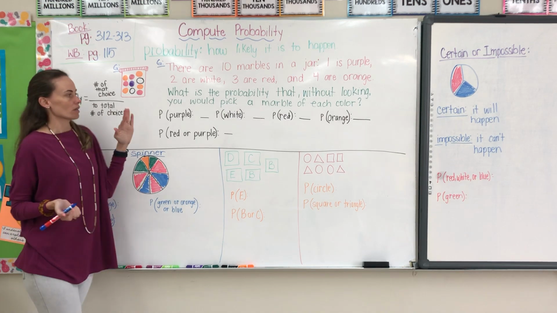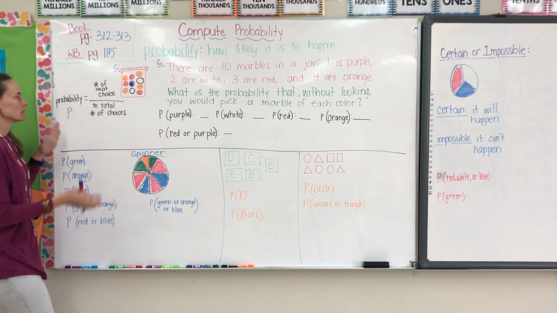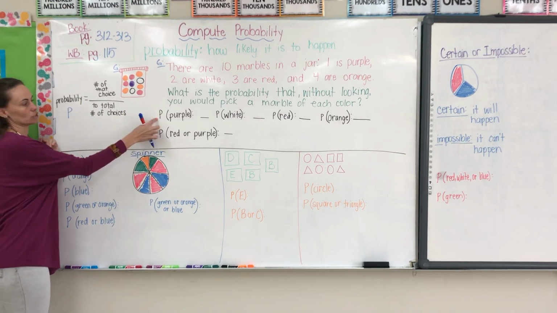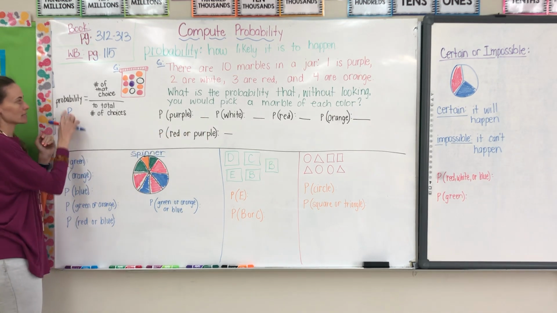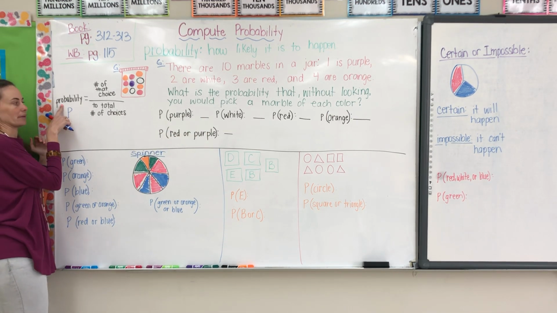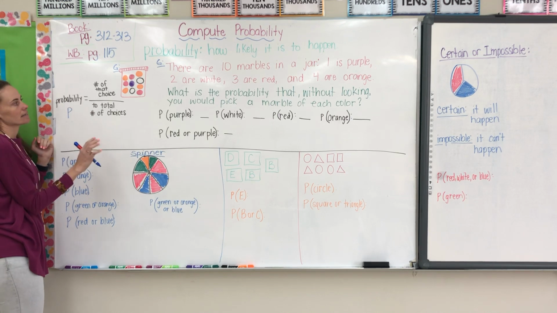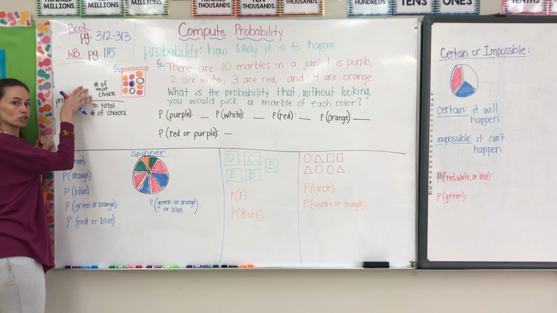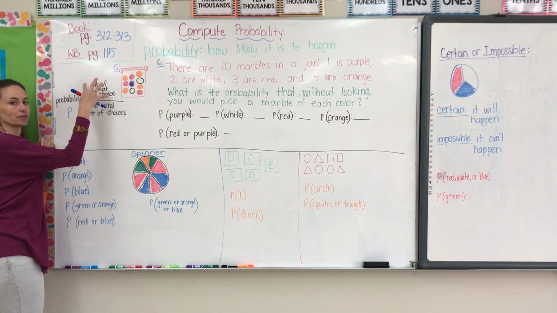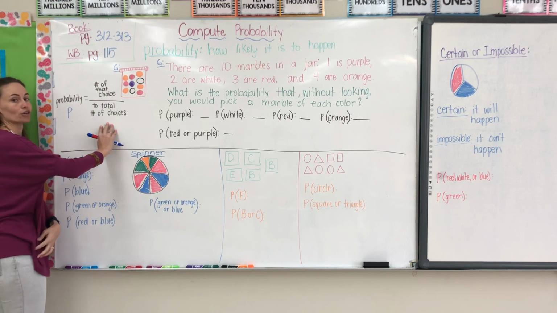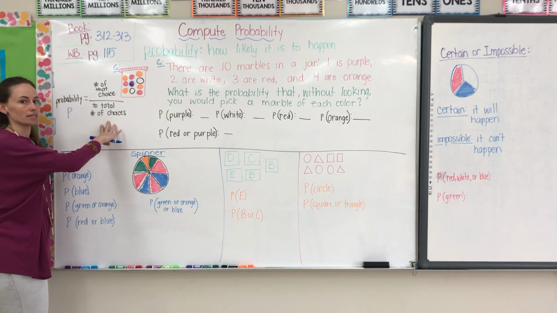So the way we would write it, right? The P, like you see here, they all have P's. That means the probability that it's going to happen, right, is the number of that choice, that's going to be your numerator, out of the total number of choices.